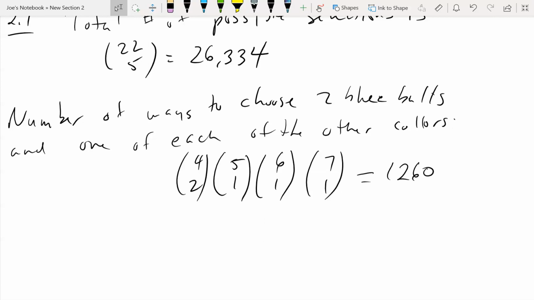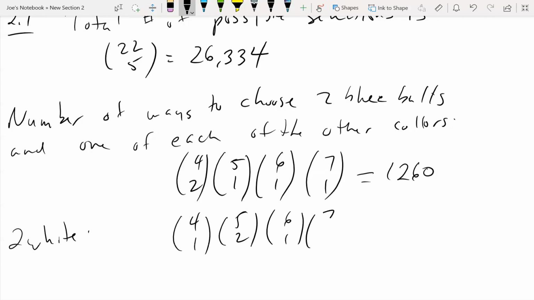Right? So what if we had 2 white? That was the next one, right? What would the formula look like? 4 choose 1, 5 choose 2, 6 choose 1, 7 choose 1, right? I'll give you 1680. Did I add it right? Did I multiply right?